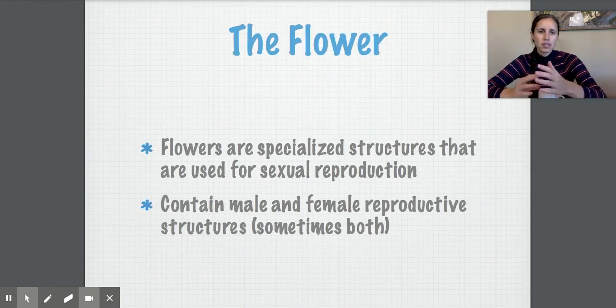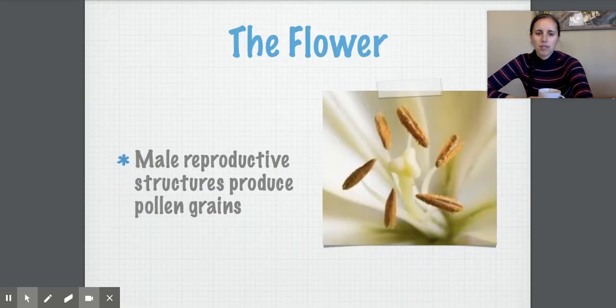So next up, that was the leaf. We're going to talk about the flower. And what the flower does is the flower is used for sexual reproduction. Sure, you never really thought of that before. Flowers just look really pretty, but they're really important for the plant to be able to reproduce. Interesting about flowers is that they actually contain both the male and female reproductive structures, and sometimes both at the same time. So the flower doesn't really look different between a male flower and a female flower, and sometimes one flower can contain both male and female reproductive structures.